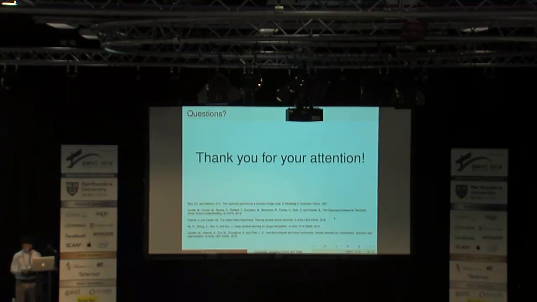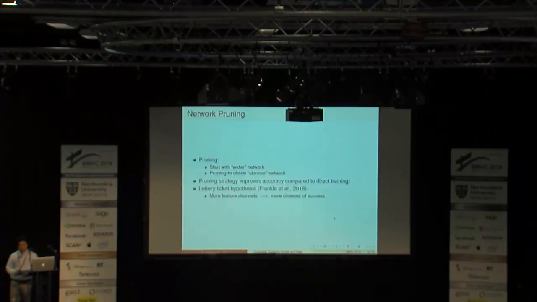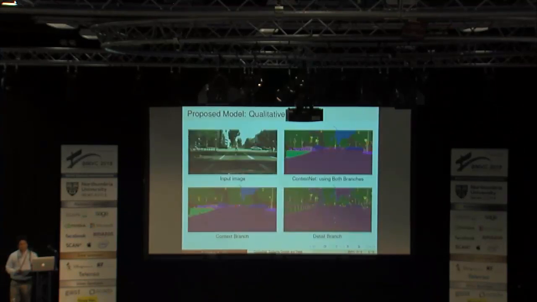Okay, I have a short question. If I understand correctly, in your framework you have two branches. So what is the actual processing going on in these two branches? Is it convolution? Yeah, convolution. So how do you synchronize these two branches?